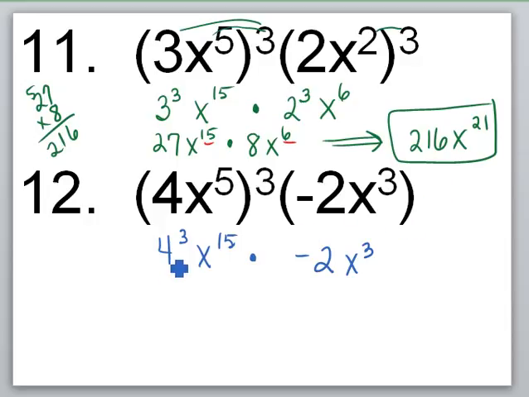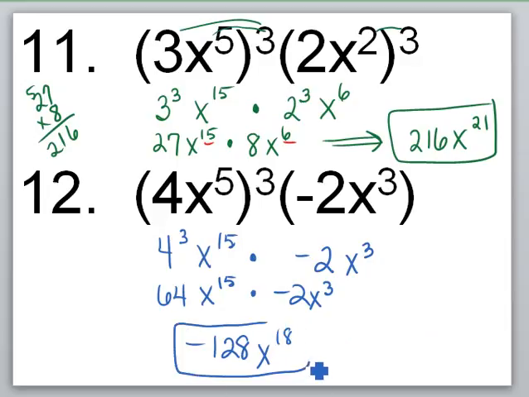Now, if I look at this, don't multiply 4 to the 3rd times negative 2. You need to first do 4 to the 3rd. 4 times 4 times 4 is 64. X to the 15th times negative 2, x to the 3rd. 64 times negative 2 is negative 128. X to the, I have 15 x's written in a row, and here I have 3 more x's written in a row, so I have 18 total x's.